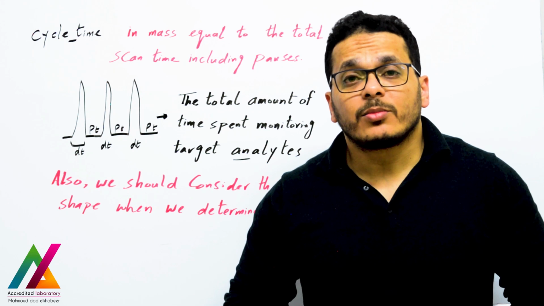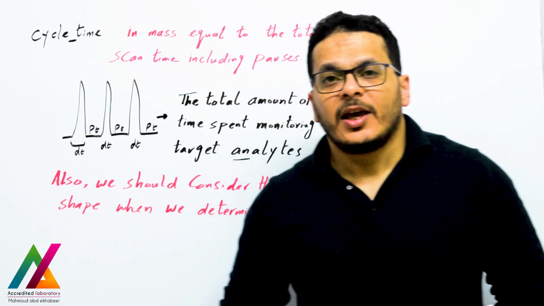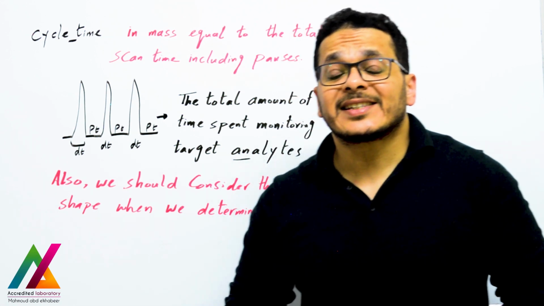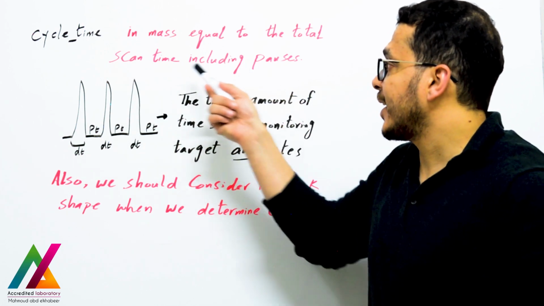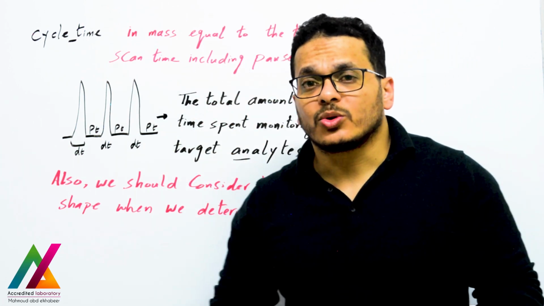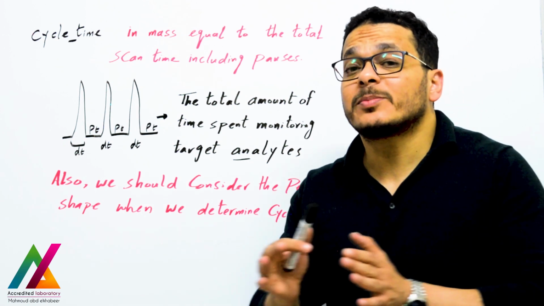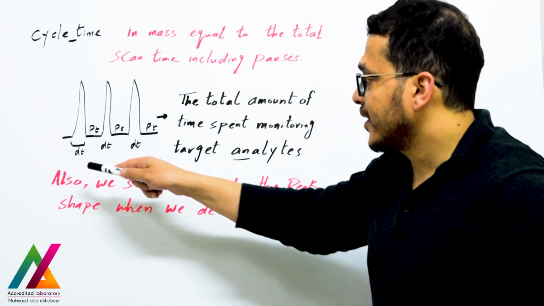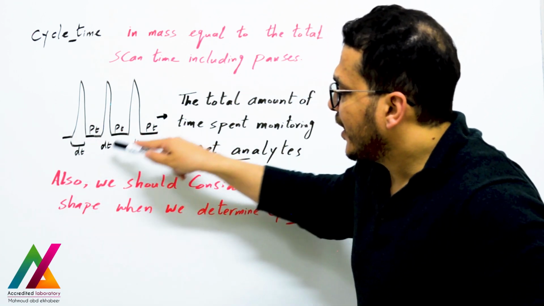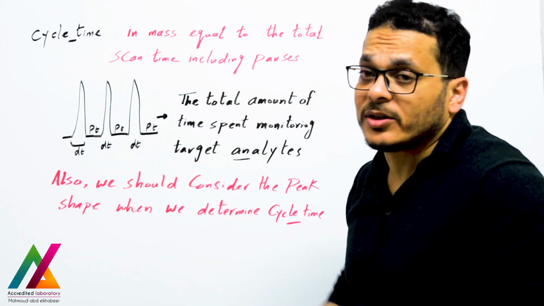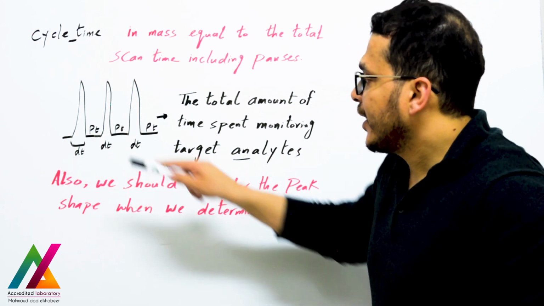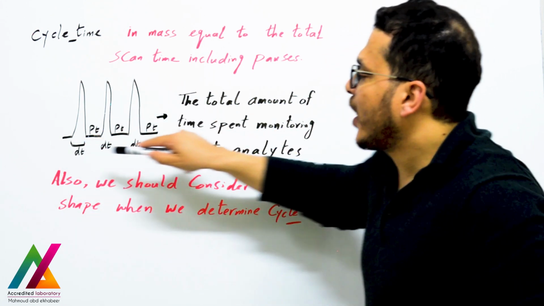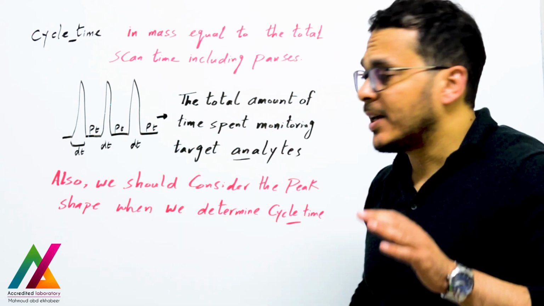Another parameter in the acquisition method is the cycle time. In your LCMS/MS instrument, you will find that cycle time is equal to the total scan time including pauses. So cycle time is the total amount of time spent monitoring the target analytes. If you analyze different analytes, to get every MRM transition, this is the dwell time, the time to get the peak, and between each MRM you will find pause time, but the total amount of time spent monitoring these target analytes is the cycle time.